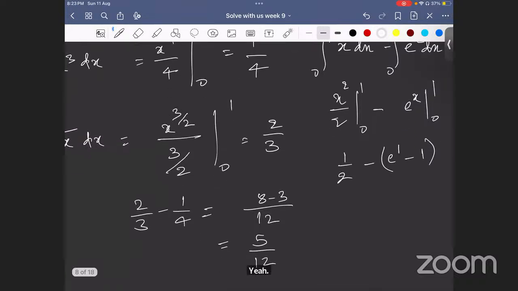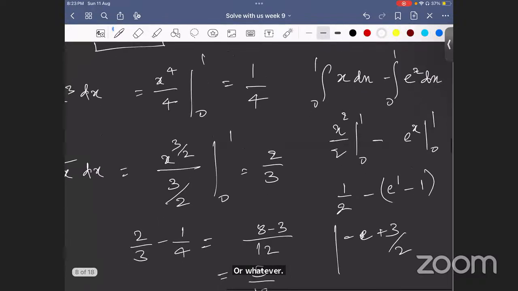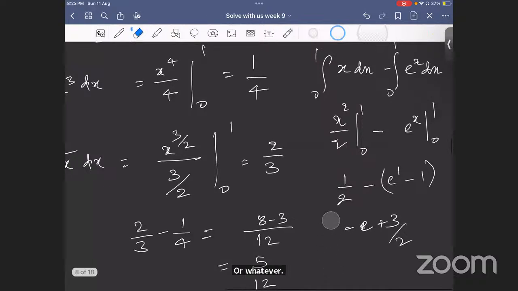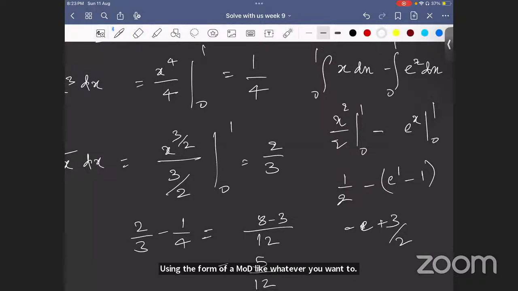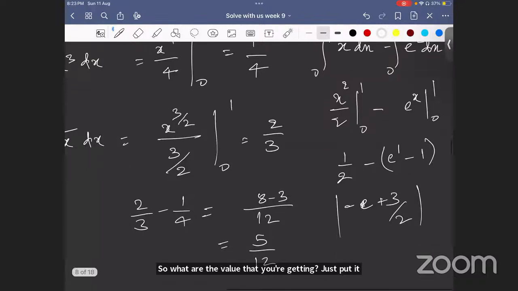You can just take it, just 3 by 2 or whatever. It will be in the form of a mod. Whatever area you have calculated should be positive. So what is the value that you are getting? Just put it in the form of positive.